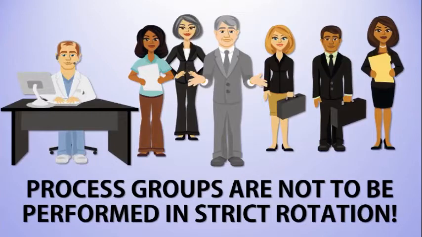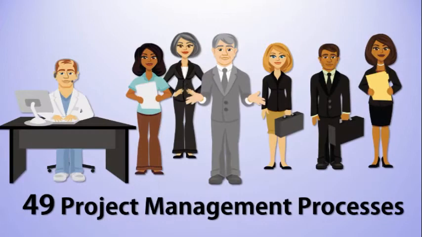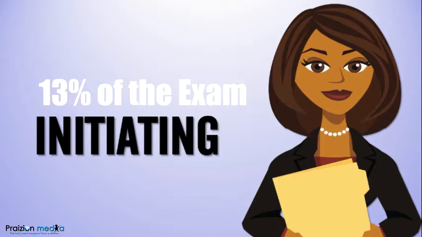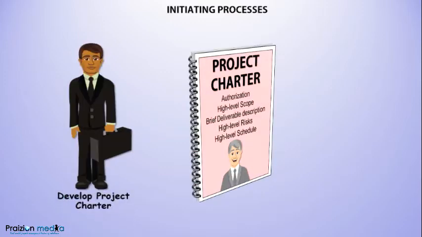In the real world, things happen out of order quite a lot. But there is some logic to what should happen at a high level first before other things happen. So the first thing that should happen on any project is the initiating of the project. So in the initiating process group, the very first process talked about in the PMBOK guide is develop project charter.